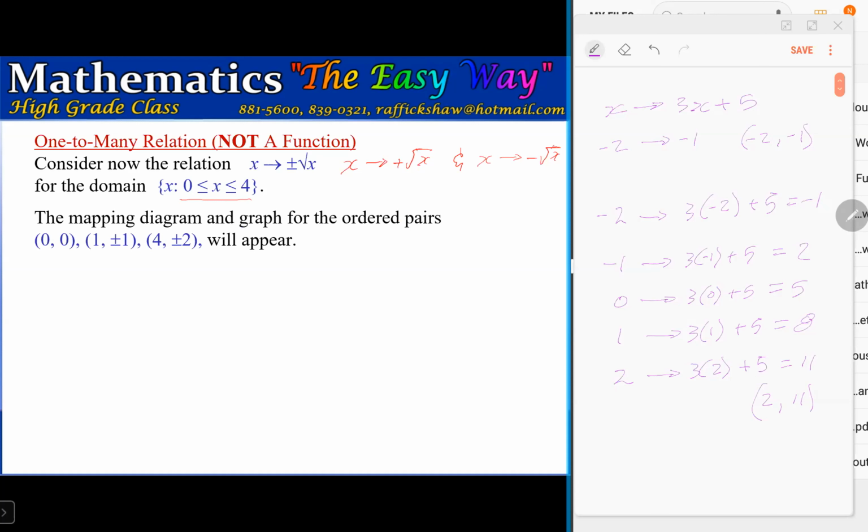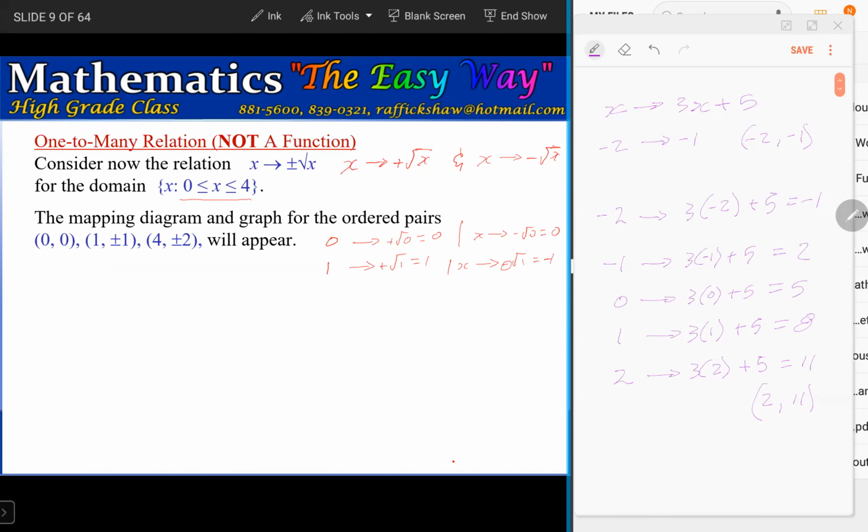So you can see, look at the mapping. 0 would map onto positive square root of 0, which is 0. And also, it will map onto negative square root of 0, which is still 0. Then 1 would map onto the positive square root of 1, which is 1. And it will also map onto the negative square root of 1, which is negative 1. I should not have done that. I don't like to use this function.